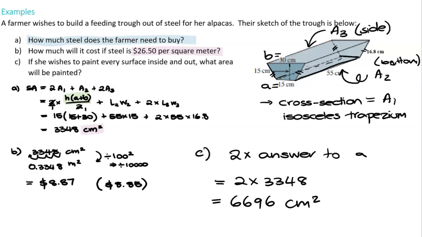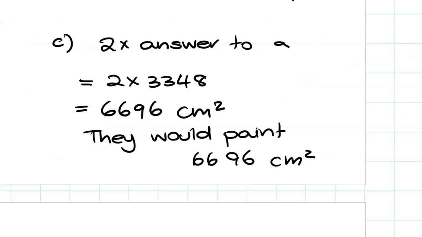centimetres squared. Now I realise this is a worded question, so we'd better include some worded answers here. So we would say they would paint 6696 centimetres squared. And for parts A and B, you can put worded answers for those as well. I keep accidentally cutting things out of the frame, so that's the answer to this one if you didn't see it.